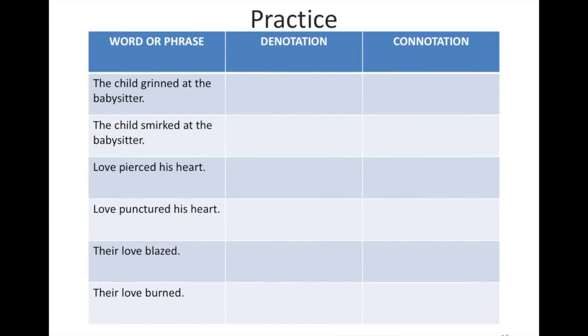This is an opportunity for you to try to detect the deeper meaning embodied by the words used. You'll go open the document, practice with diction, connotation, and denotation. For the first two, examine each sentence. Look at the verbs grinned and smirked. Tell what the literal meaning is. Then, what are the associations, the connotation?